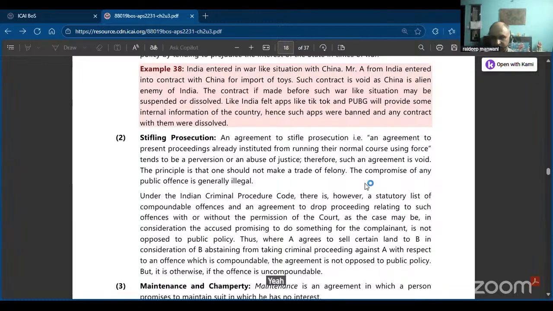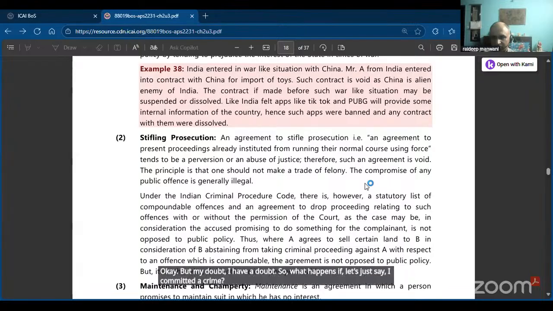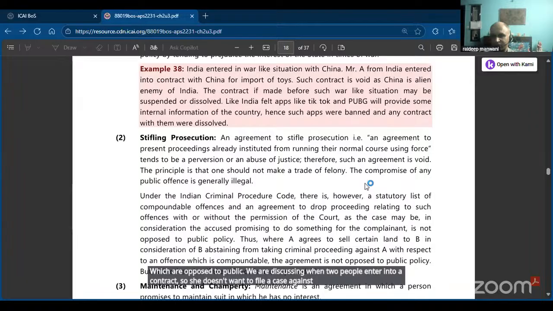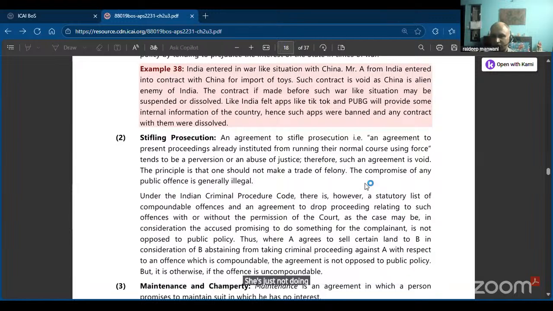Sir, I have a doubt. What happens if I committed a crime and Prapti doesn't want to file a case on me of her own will? There's no agreement then. These are only agreements which are opposed to public policy. We are discussing when two people enter into a contract. If she doesn't want to file a case against you, there's no agreement, so nothing is void. She's just not doing her duty as a citizen. But there is no agreement between you and her, right?